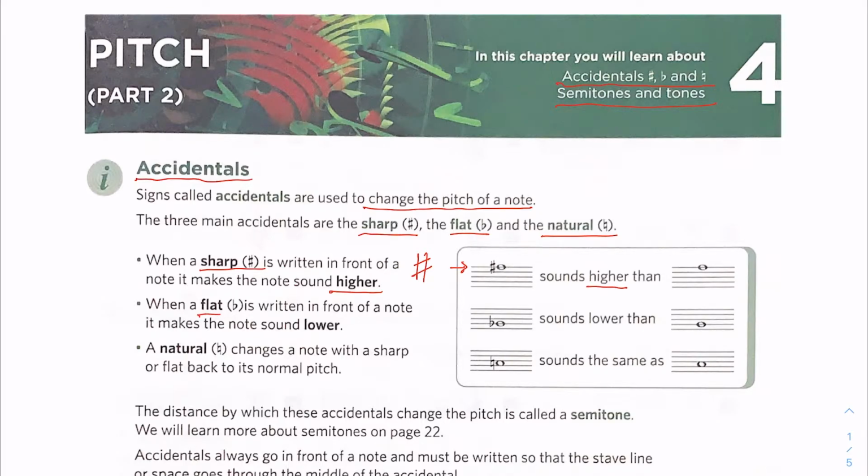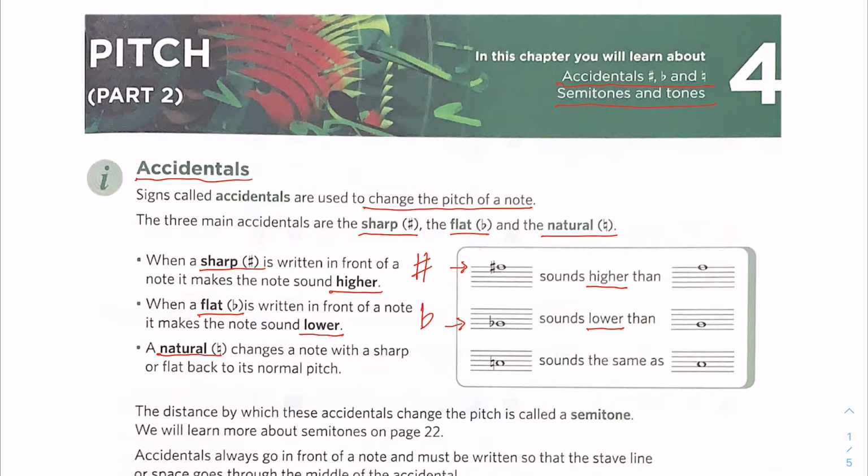When a flat is written in front of a note, it makes the note sound lower. So this time we have a note that is written on the second line, and when we add a flat in front of it, the flat is like a little b. It makes the note sound lower.